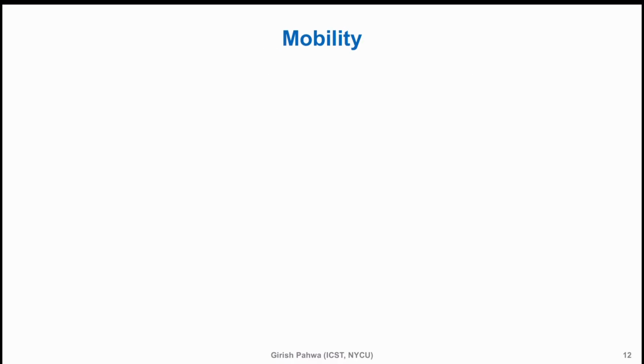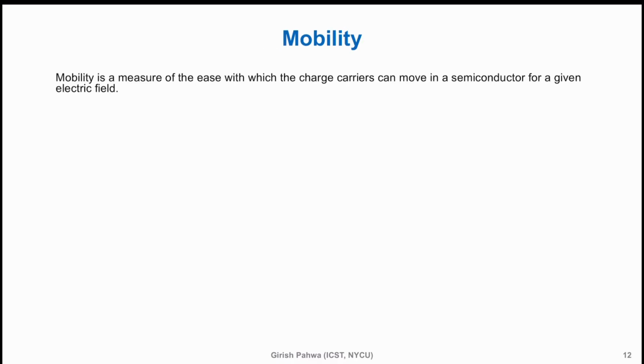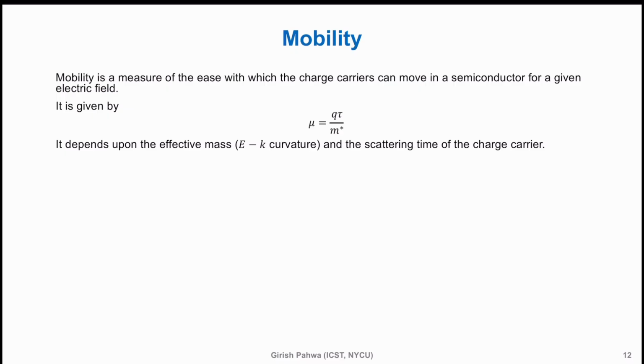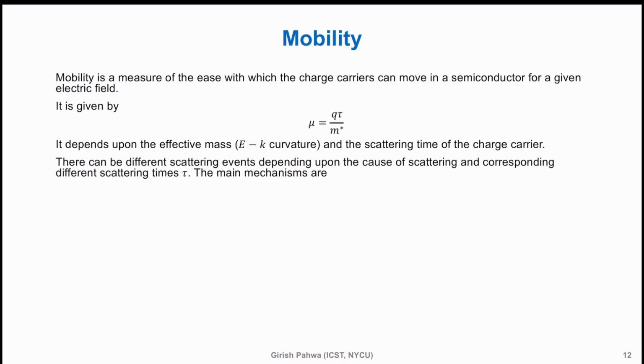Let's look at the mobility a little more closely. So we have the mobility expression as this, q tau by m star. Now of course it depends upon E-k curvature and scattering time. I've talked about it before, but there can be different types of scattering. So there can be different factors that can affect the mobility.